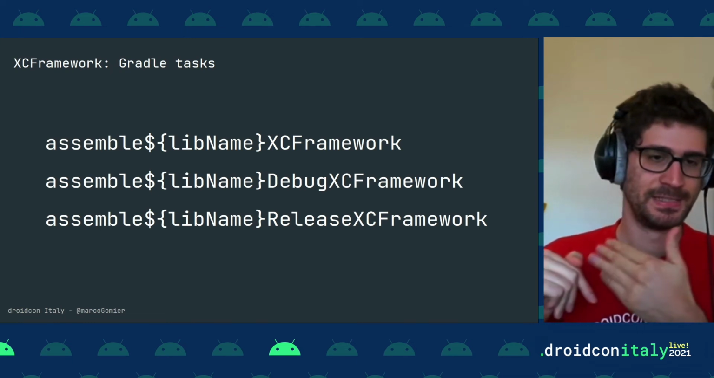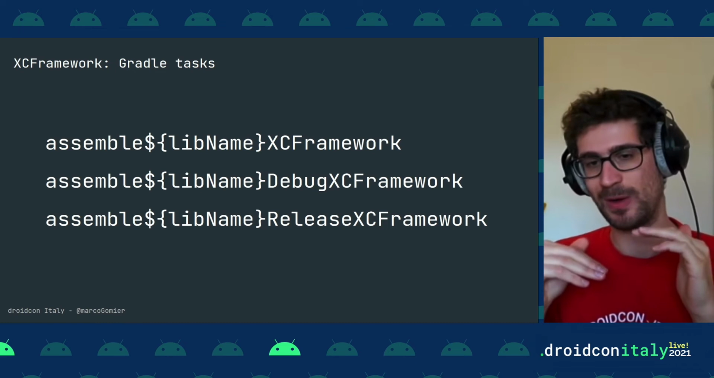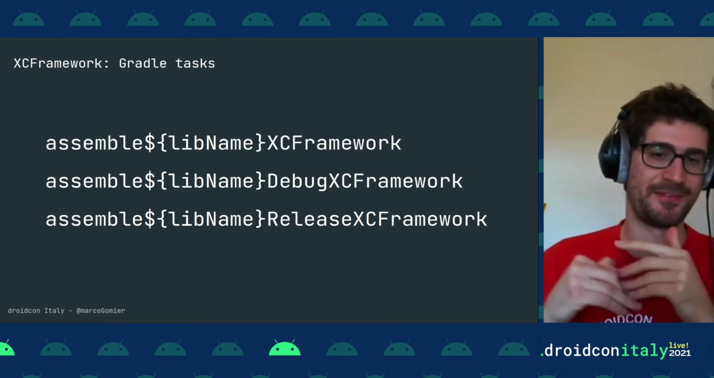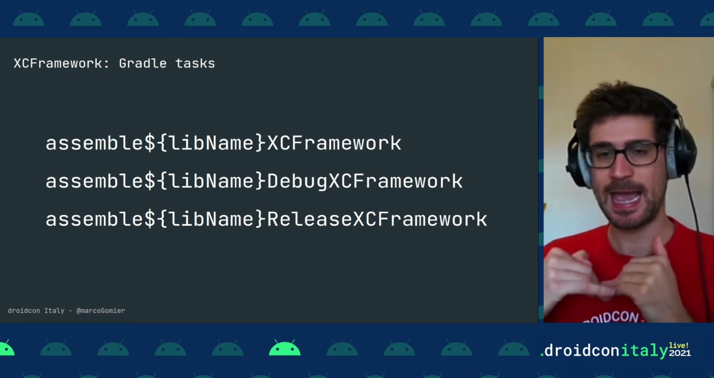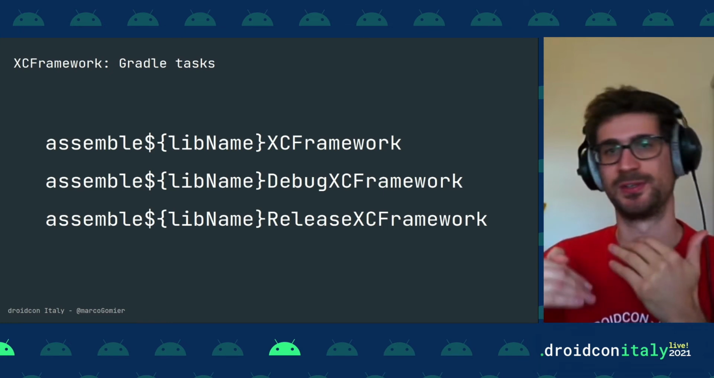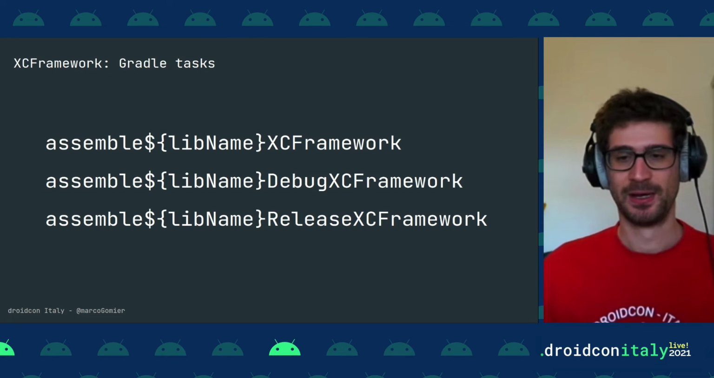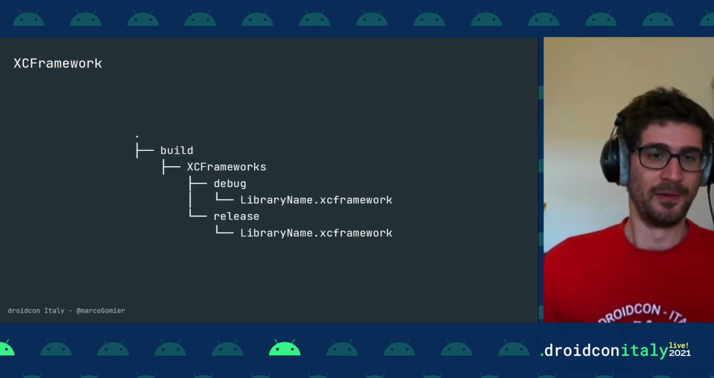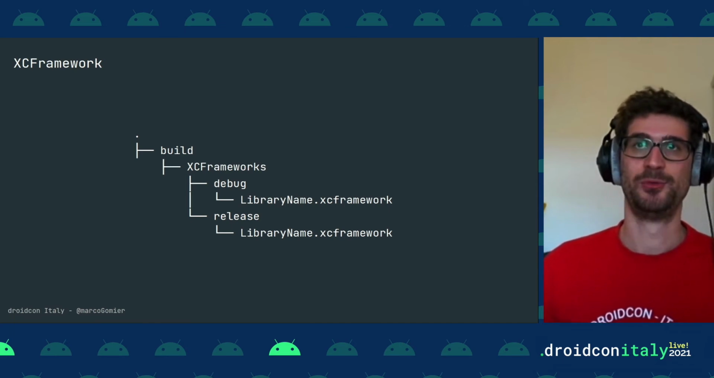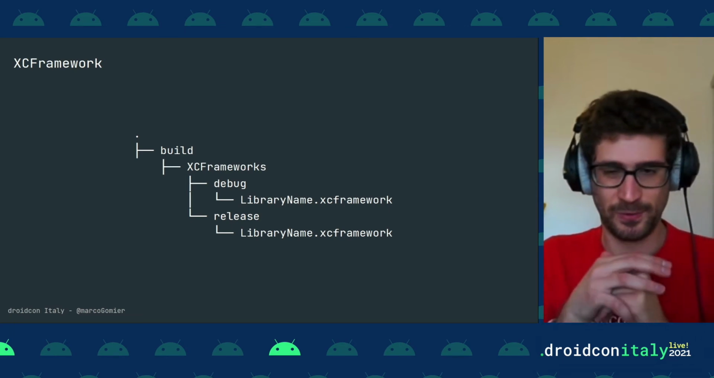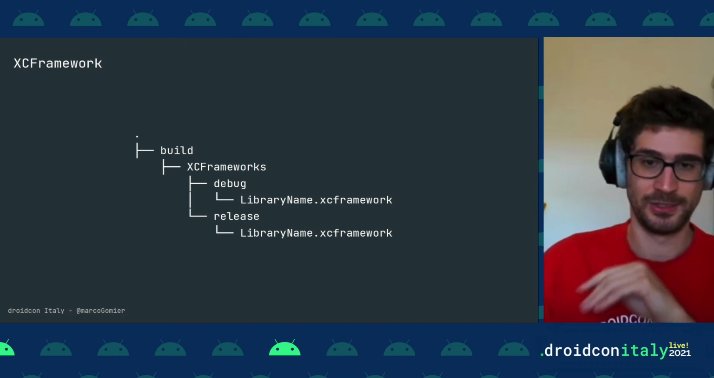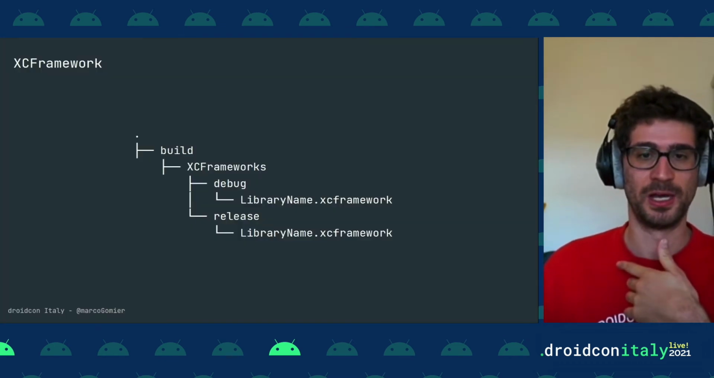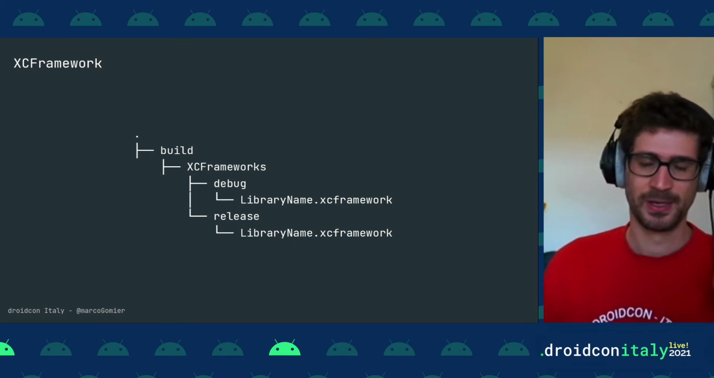So there will be one task for building a debug version of the XCFramework, one for building a release version, and one for building both at the same time. These tasks are going to build the XCFramework and put it inside the build folders of your project. So at this point, you have to ship it somehow.